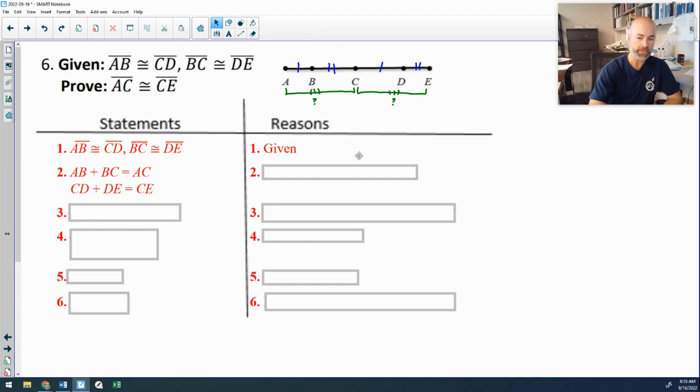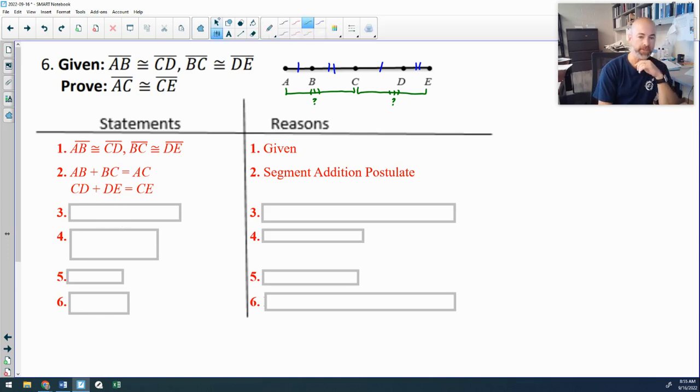Since both of those are the segment addition postulate, I'm just going to put them both in step 1, but I'm adding those to create my AC and CE. Now, I'm going to need to do some type of substitution to figure out how to get AC and CE to be the same. And to do that, I need AC and CE to equal the same thing over here. Right now, they don't equal the same thing. One is AB plus BC, the other is CD plus DE. I've got to use substitution to make those the same thing.